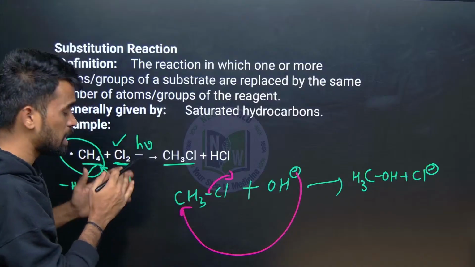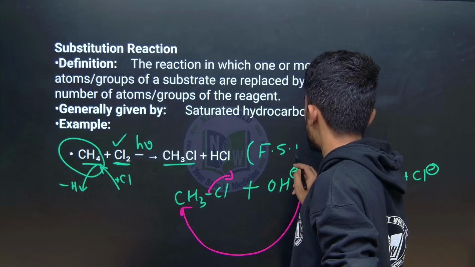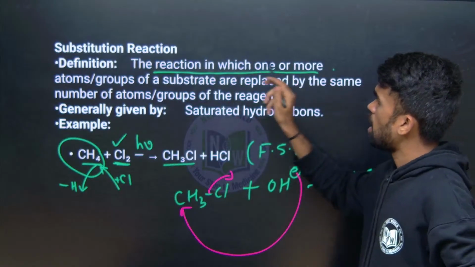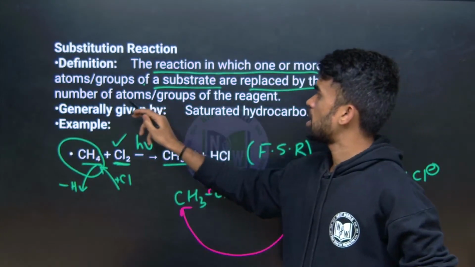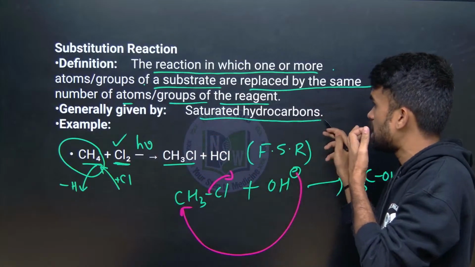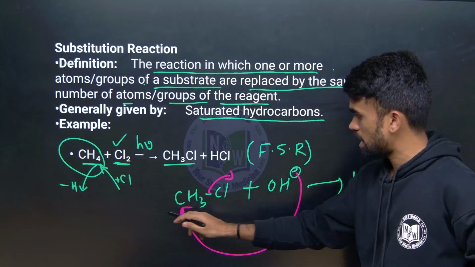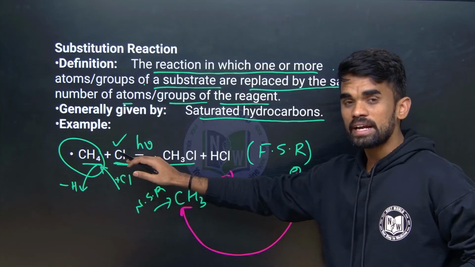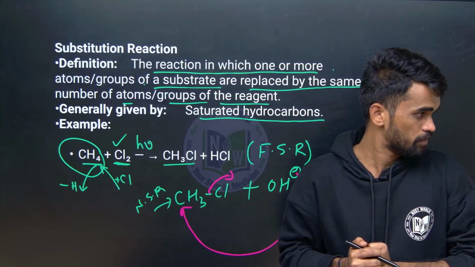Okay, and specifically if I want to talk about the mechanism, it is called free radical substitution reaction mechanism. Just read the definition. The reaction in which one or more atoms or group of atoms of a substrate are replaced by the same number of atoms or group of atoms of the reagent, generally given by saturated hydrocarbons. So this is the example you can see. This example is simply called nucleophilic substitution reaction, and this is called free radical substitution reaction mechanism. Hope you got the difference I am explaining here, right?